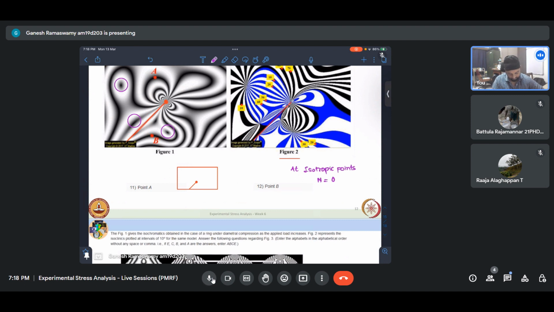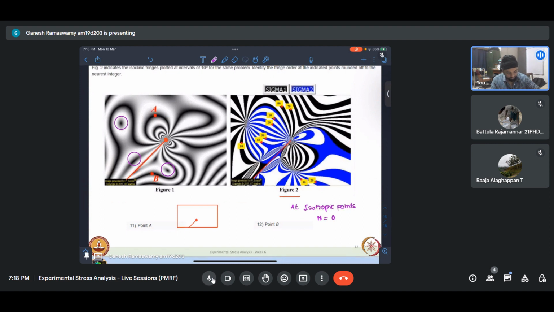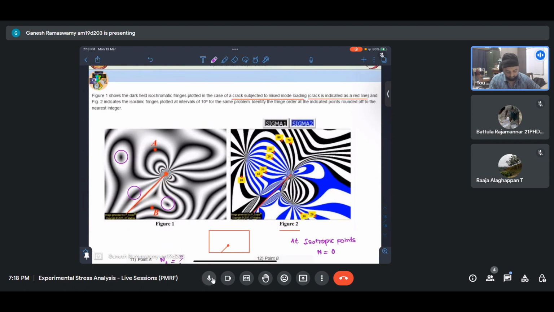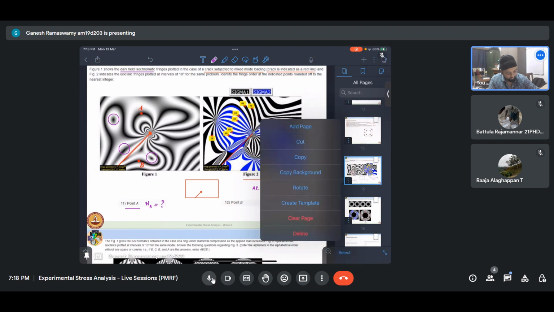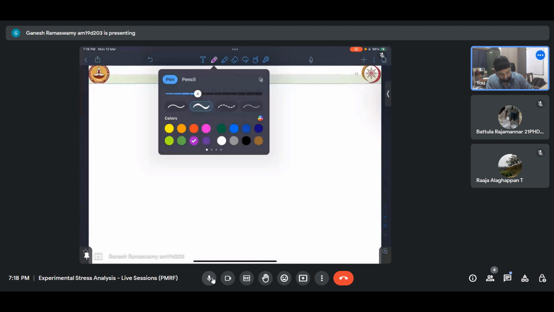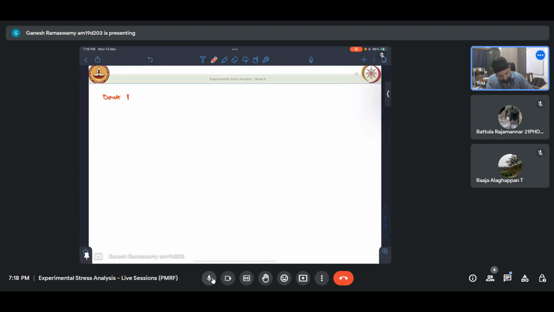Now they have asked what is the fringe order at point A. N at A equal to what? There we need to reread the question. These are dark field isochromatics. From our knowledge of dark field isochromatics, we know that the intensity is I sine square delta by 2.